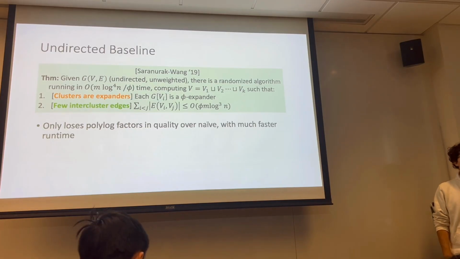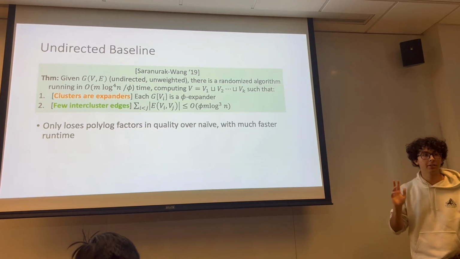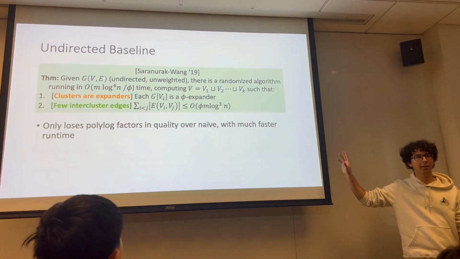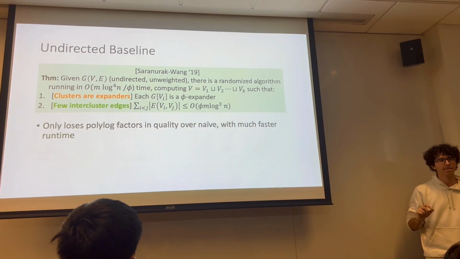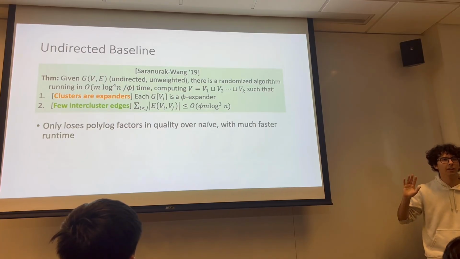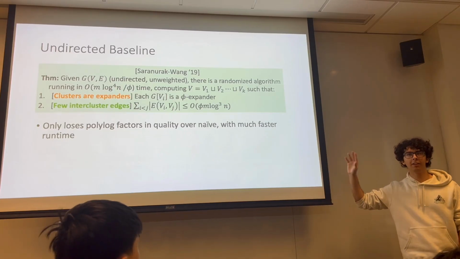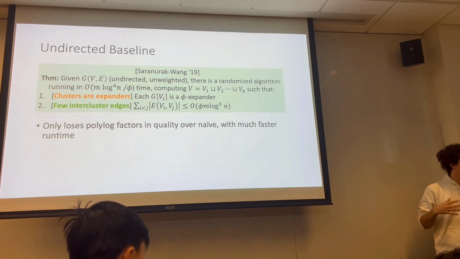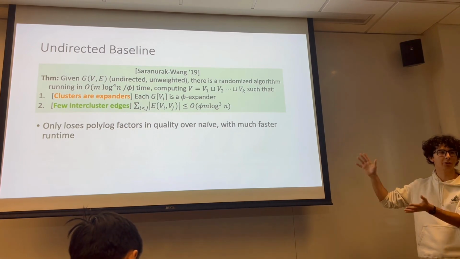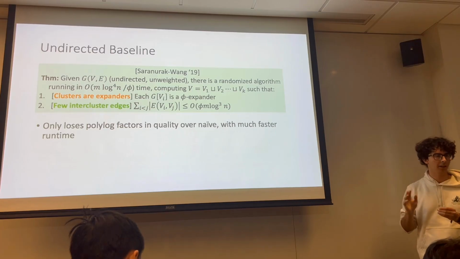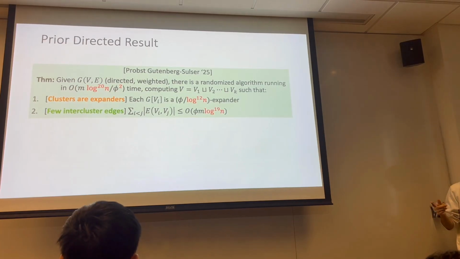Wait, so sorry, should it say directed and unweighted? No, okay, this is important. This is the prior work that manages to do it for undirected. So it finds a directed expander decomposition in the undirected setting? No. This does it in the undirected setting. We want to do it in the directed setting, but this is the undirected baseline. I see. Okay, there is stuff that does it in the directed setting.